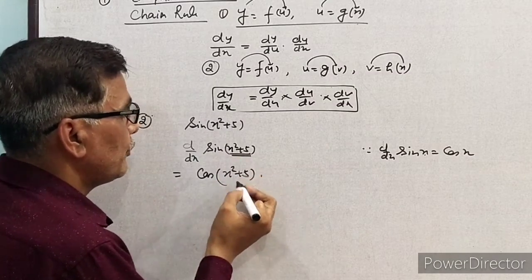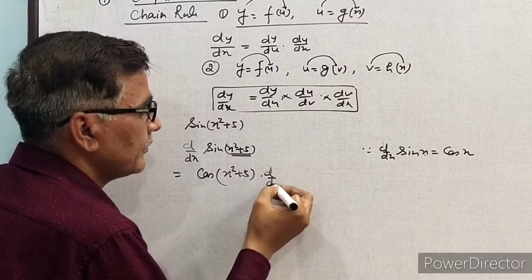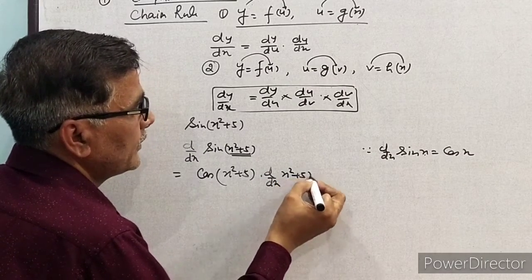The function which we have supposed is again differentiated, x^2 + 5.